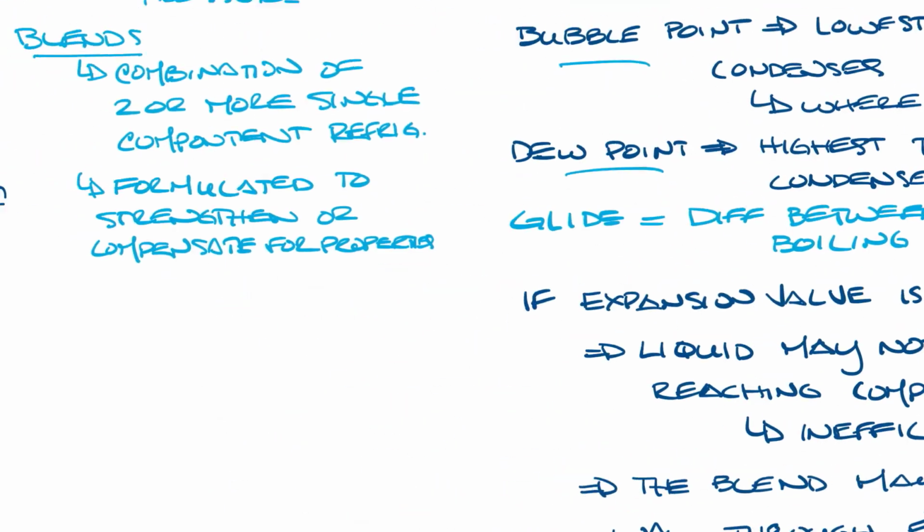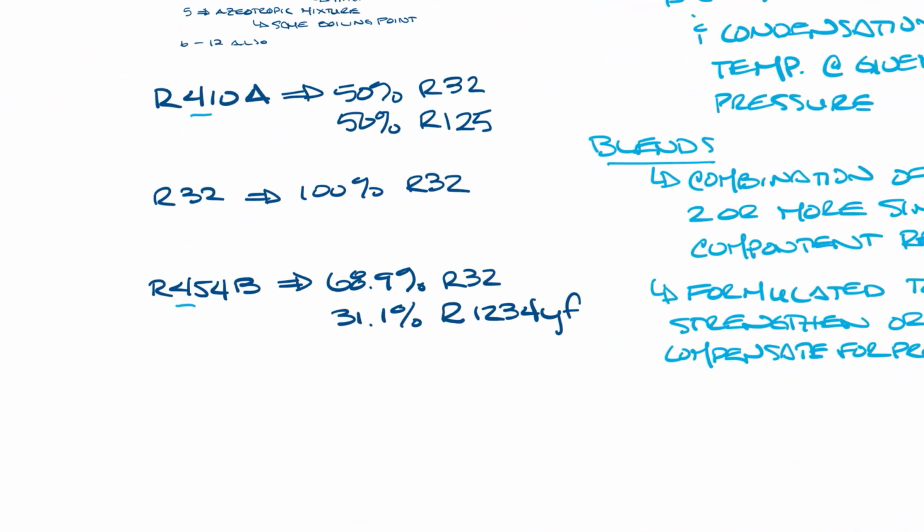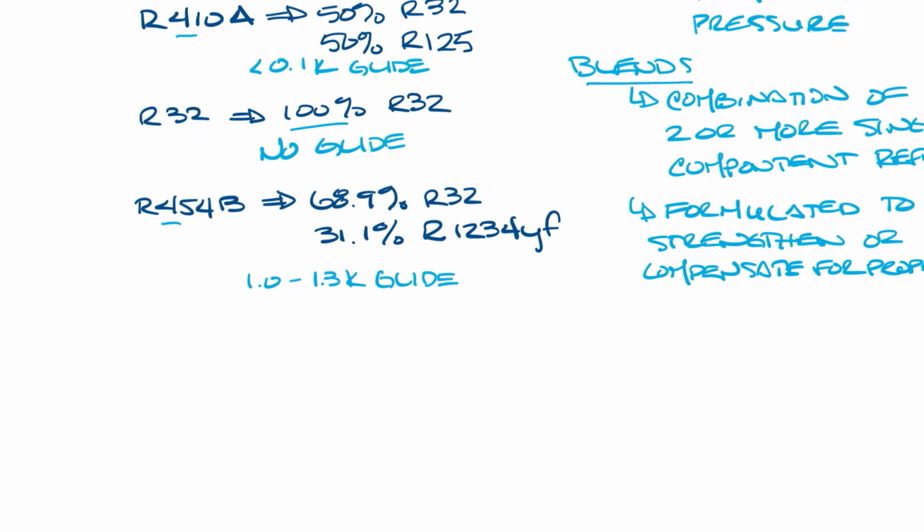So going back to our 3 refrigerants, R32 would have no glide because it's not a blend. The other 2 would have glide. R410A has a glide of about 0.1 K, and R454B has a glide between 1 and 1.3 K. You may also see it written as Celsius and not Kelvin.